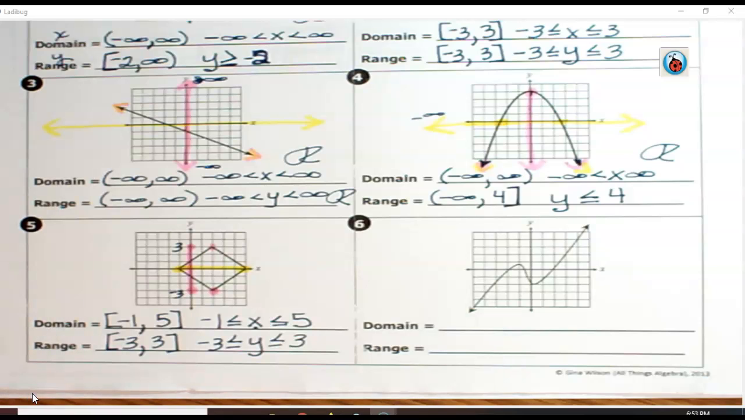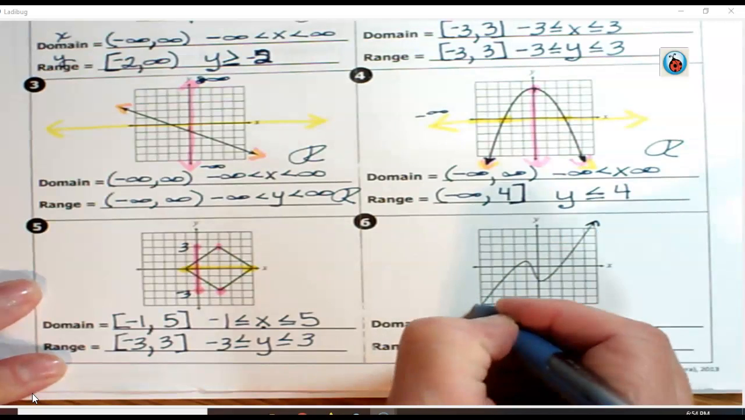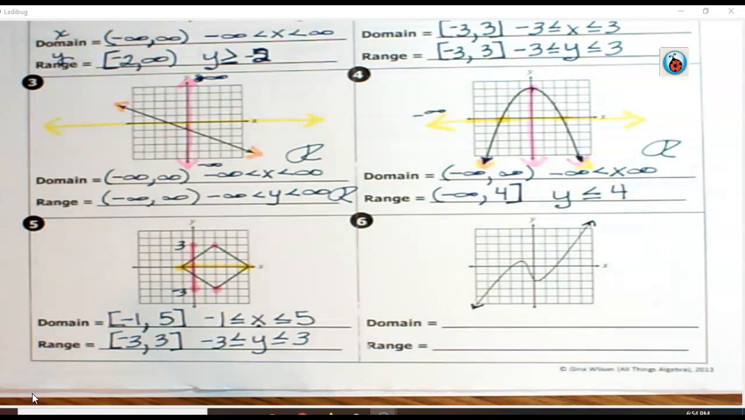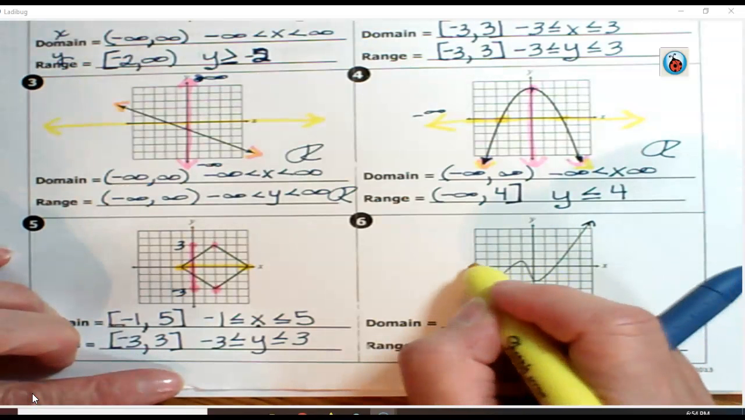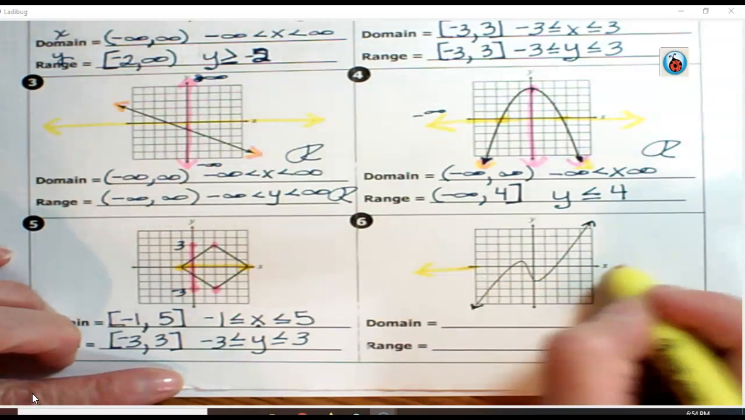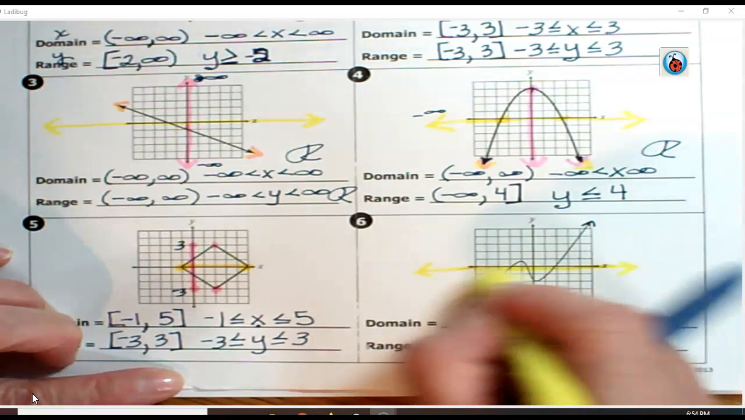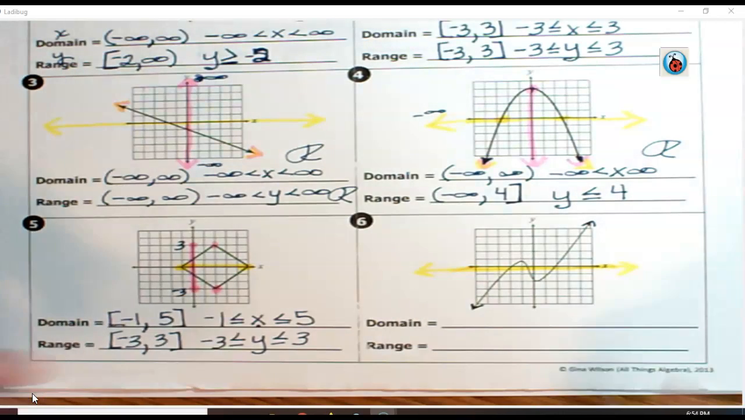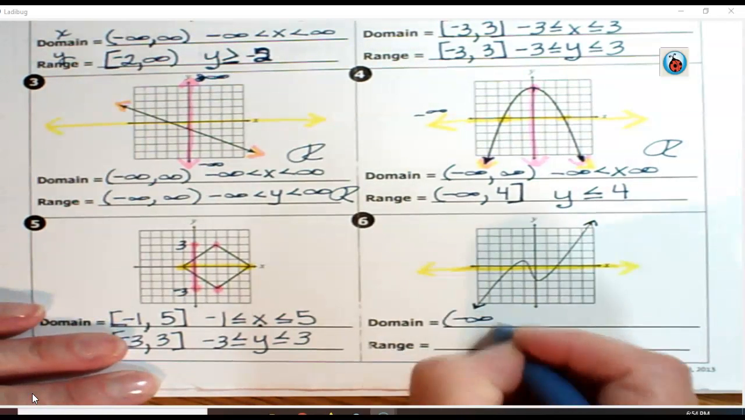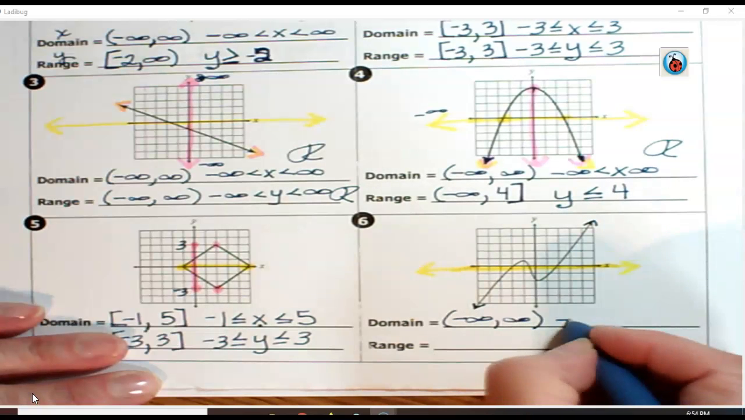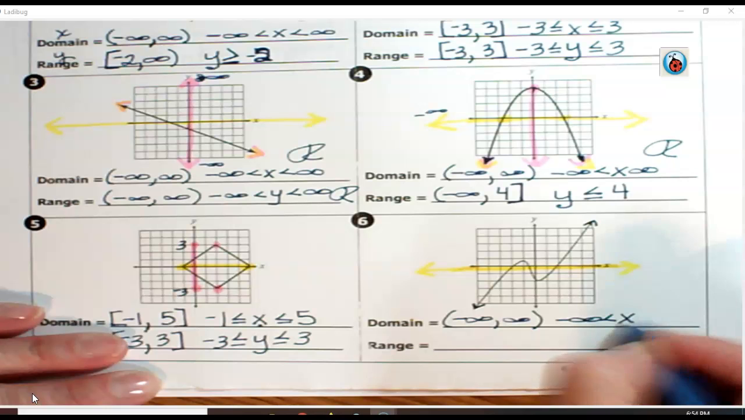Okay, let's look at number 6. Number 6 is a squiggly. It's a curve. But if you notice on the ends we have arrows, so you have to watch out for these arrows. Okay, and they are going left and right. So we're going to come over here and look. You've got an arrow and it keeps on going this way. You got an arrow and it keeps on going this way. That means all of these inside here, all of the x's are covered. So this is -infinity to infinity. Again, -infinity less than x less than infinity.